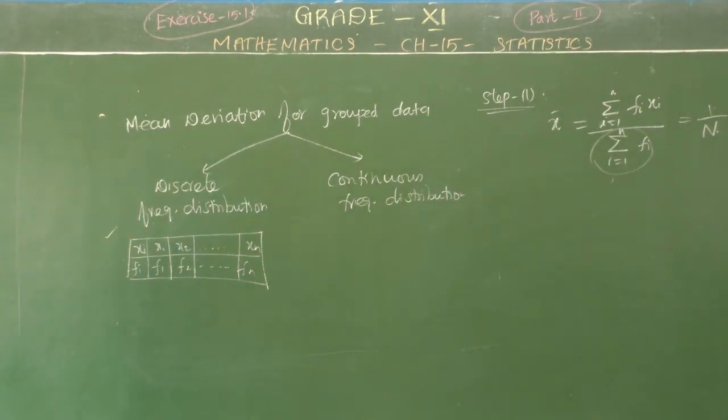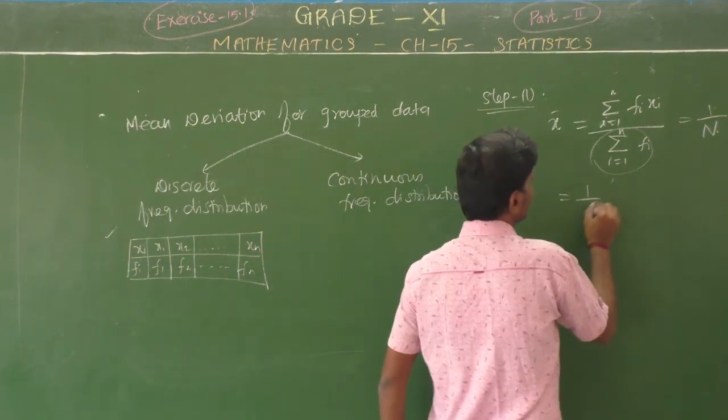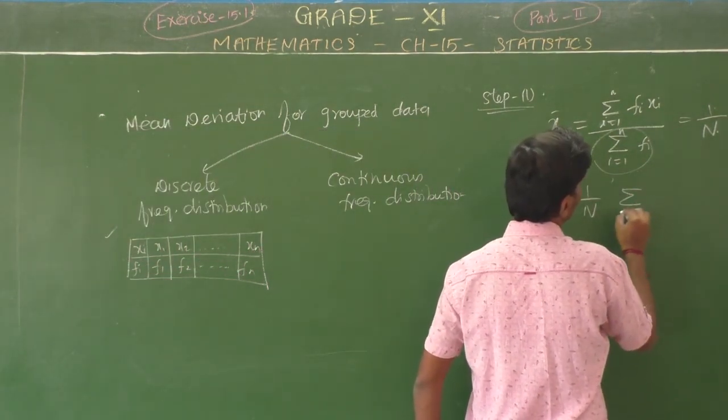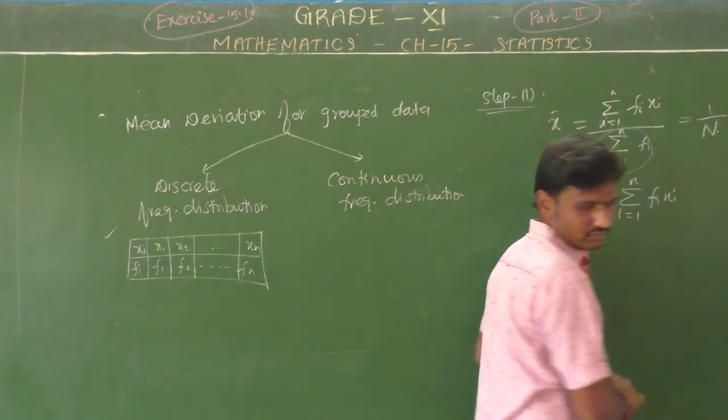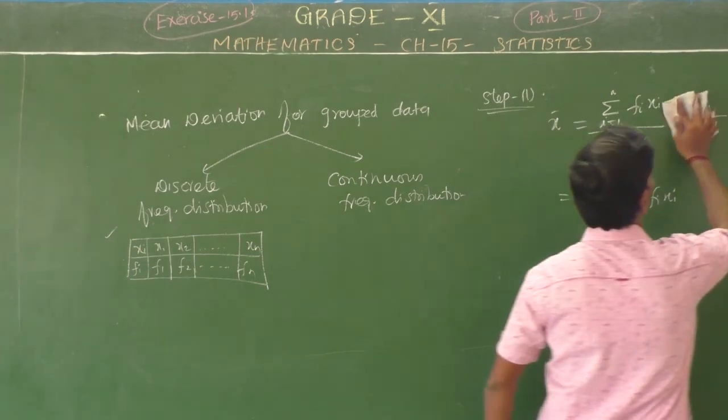So the first step is completed, and now I will give you the second step. See, it is hidden, no? That is 1 by N into summation i equal to 1 to n of fi xi. Yes, students? Fine.